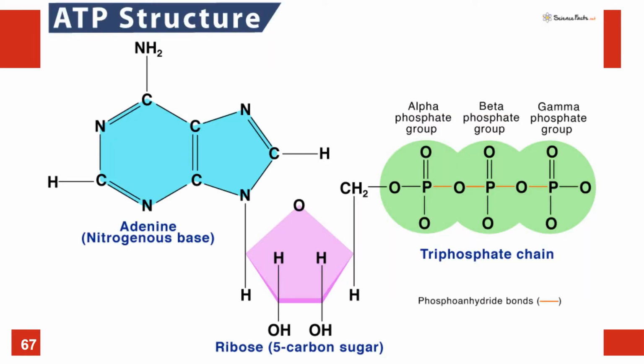Again, this is just another visual of ATP. You've got your ribose sugar, adenine, your nitrogenous base, your 3 phosphates, alpha, beta, gamma. Don't know the Greek alphabet yet? Alpha, beta, gamma.